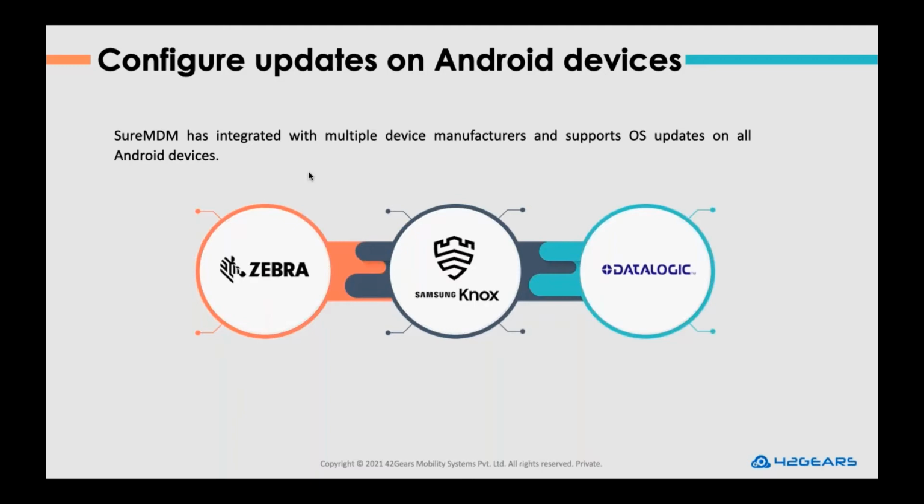SureMDM allows organizations to manage various types of Android devices. SureMDM has integrated with multiple device manufacturers and supports operating system updates on various types of Android devices. Some of the major Android OEMs with whom SureMDM has partnered include Zebra, Samsung KNOX, and Datalogic. Let's check how SureMDM helps IT admins install updates remotely on Zebra devices.